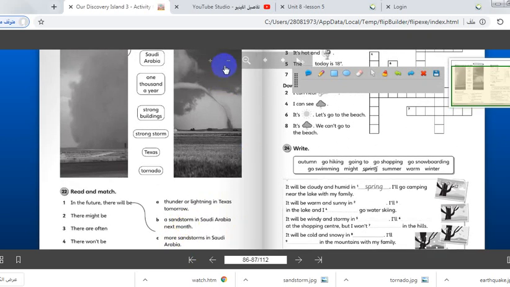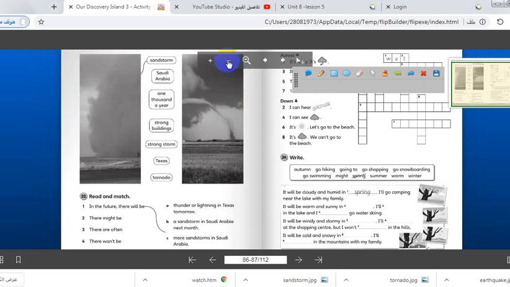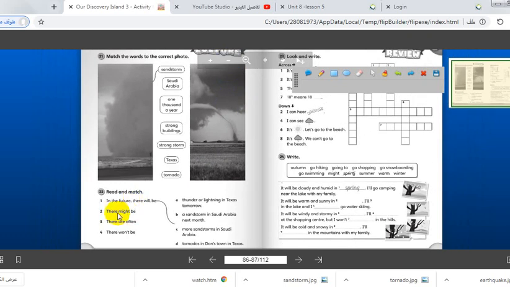So that you can see all lines. Yeah. Number 2, there might be, yeah, that's right. According to the text, there might be a sandstorm in Saudi Arabia next month. What about number 3? There are often, or often, which letter? A or D? Because B should be matched with 2. Yeah, that's right. There are often tornadoes in Danstown, Texas. And here we have, of course, there won't be thunder or lightning in Texas tomorrow.